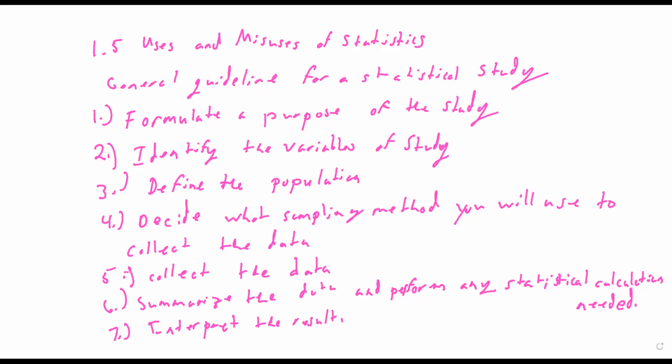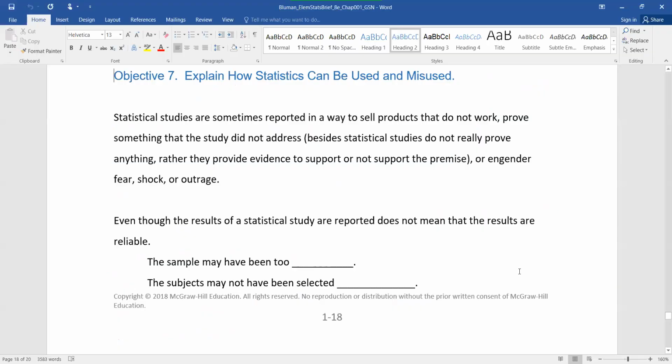And then if we jump into the last of this packet to finish it up, objective 7 was to explain how statistics can be used and misused. So statistical studies are sometimes reported in a way to sell products that do not work, prove something that the study did not address. Besides, statistical studies do not really prove anything. Rather, they provide evidence to support or not support the premise.